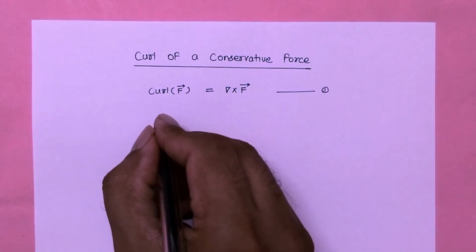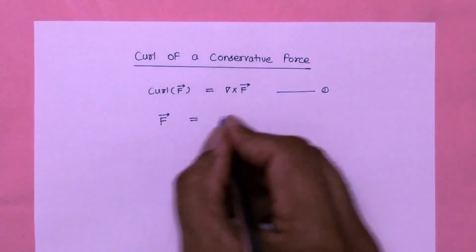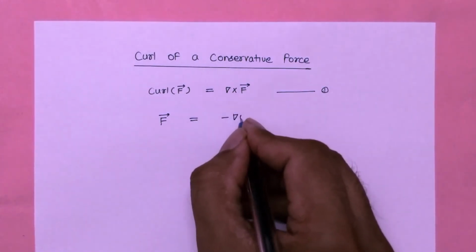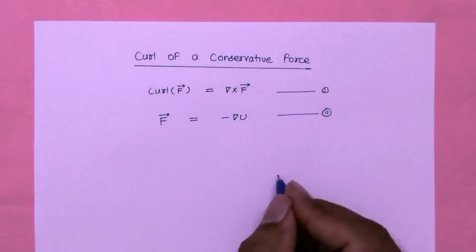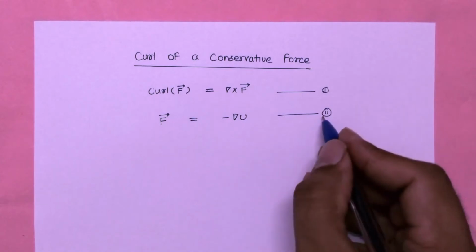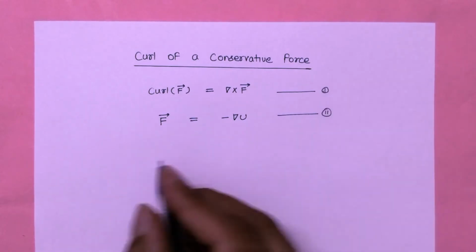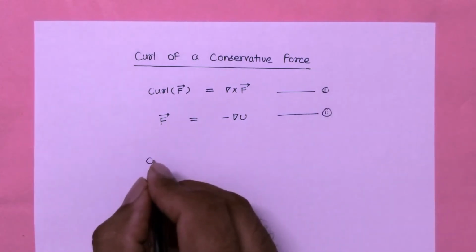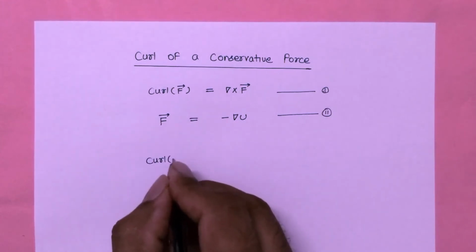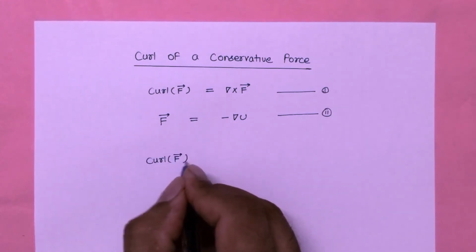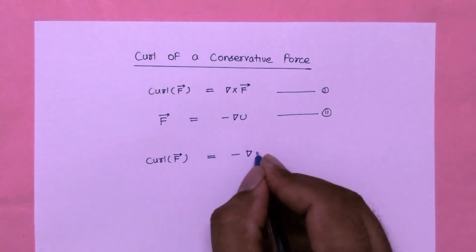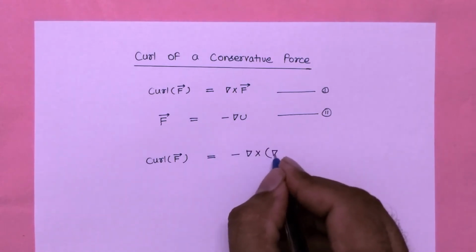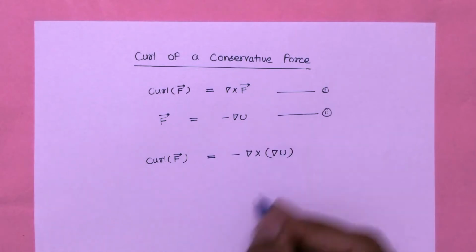then writing the value for the force vector, F is equal to minus grad of u. We know that force is the negative gradient of potential energy. Giving it equation number 2. Now we have equation number 1 and 2. We will compare equations 1 and 2, substituting the value of force from 2 into 1.